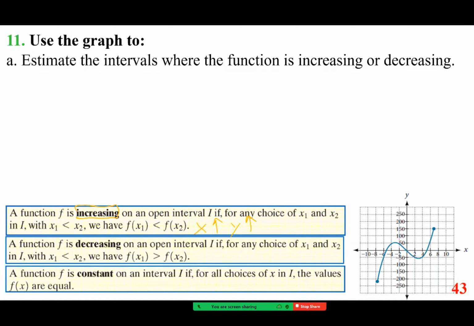From left to right, x gets larger. What happens to the y? If it gets smaller, it's decreasing. That's all there is to it. So with that being the case, we can clearly see that it is increasing here. It is increasing here, and therefore that's the answer.